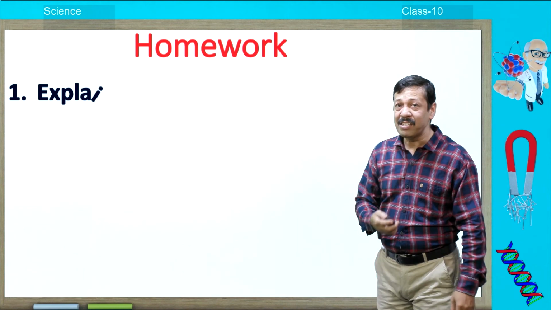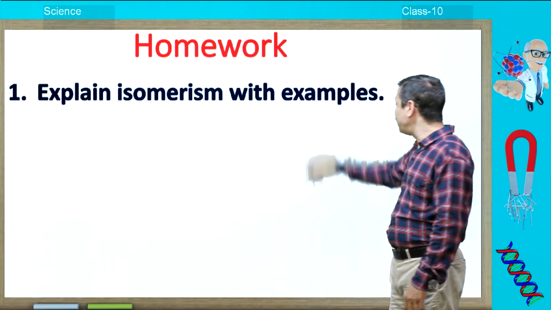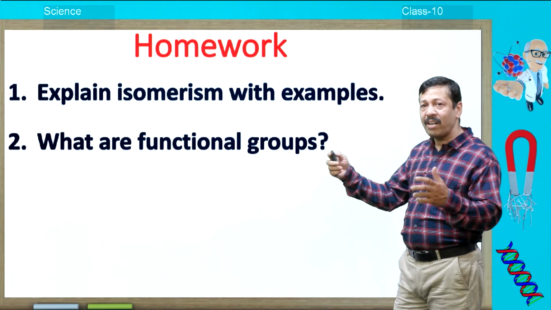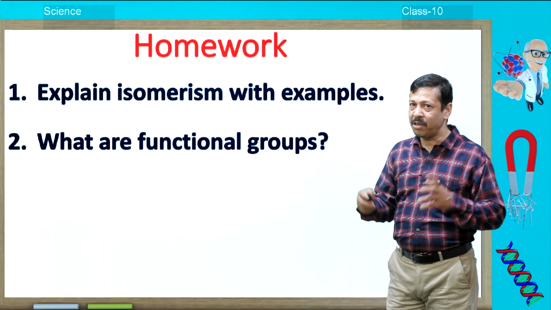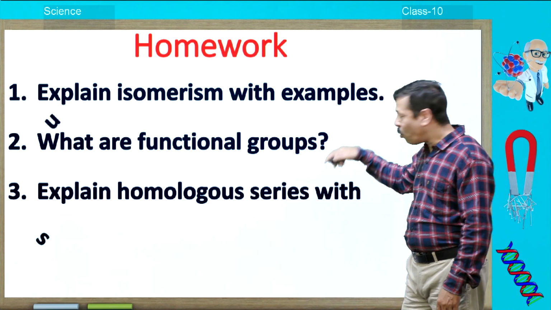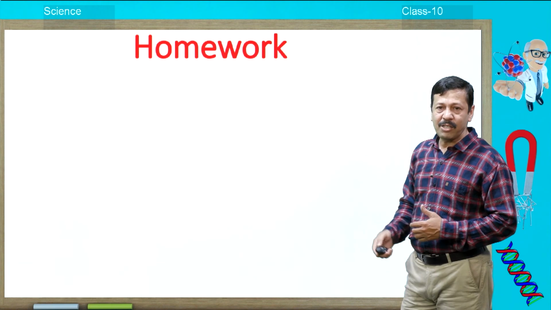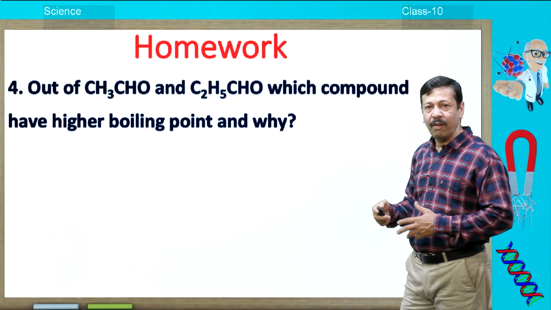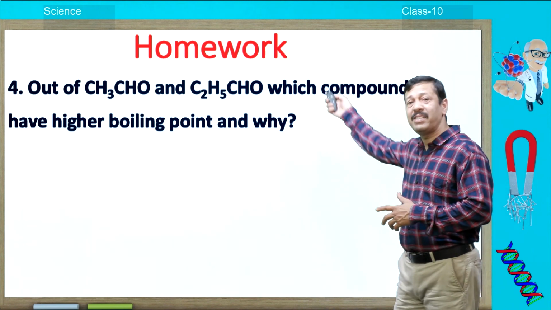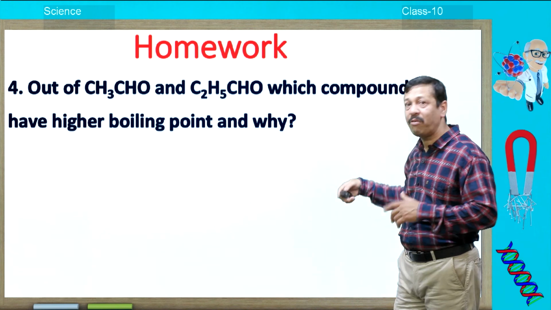I will give a few questions. The first question is, explain isomerism with examples. Next question, what are functional groups? You have to give examples. Next one, explain homologous series with suitable examples. Next one is, out of CH3CHO and C2H5CHO, which compound has the higher boiling point and why?